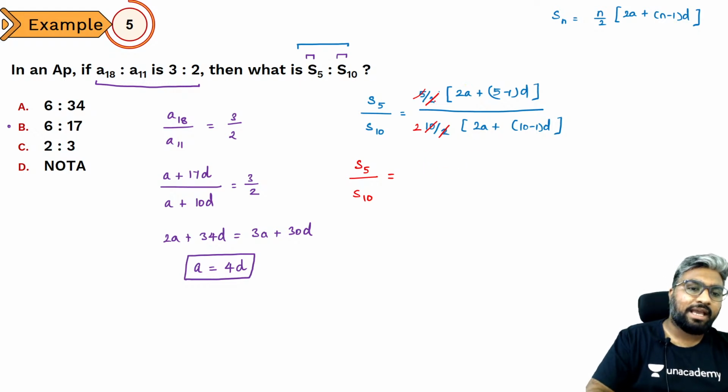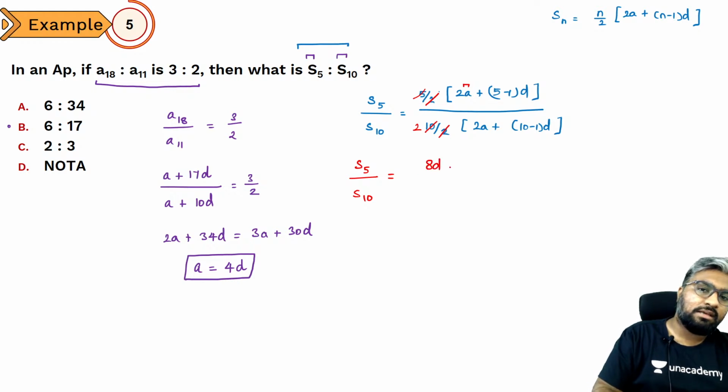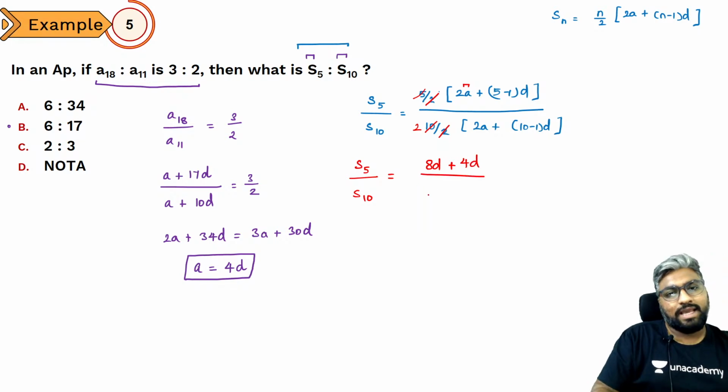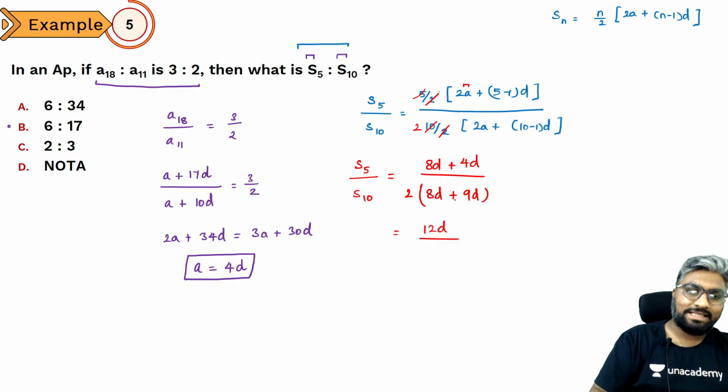What is the value of a, guys? What is a? 4d, right? a is 4d. So 2a will be 8d plus 5 minus 1, 4d, so 8d plus 4d, divided by 2 times 2a, which is again 8d plus 9d. How much is this coming to? 12 times d divided by 17, 34d.